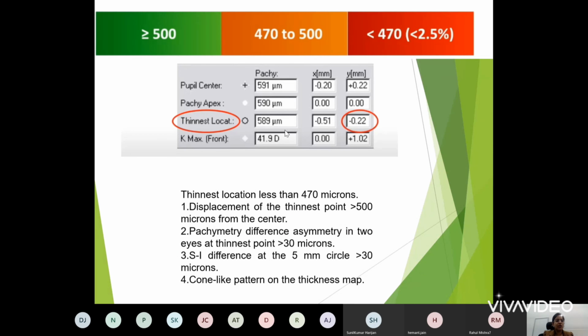If the thinnest location is less than 470, the displacement of the thinnest point is more than 500 microns, the pachymetry difference asymmetry in the two eyes at the thinnest point is more than 30 microns, the superior-inferior difference at the 5 mm circle is more than 30 microns, and if there is a cone-like pattern, please don't go ahead with any ablative procedure.